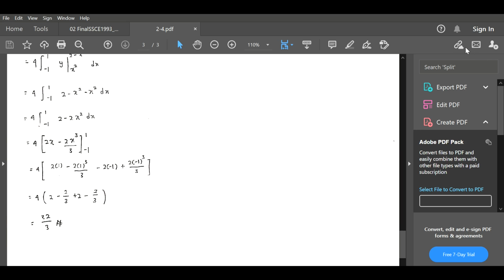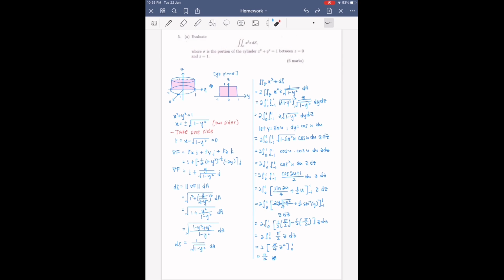Okay, thank you. Question 5a is regarding the surface integral of a scalar field. Firstly, we need to sketch the solid of integration. It can be seen that the yz plane is easy to integrate, so we take the yz plane. Then we need to find the dS. The formula of the dS is like this. After we find the dS, we can find the line integral by substituting the dS inside. Then we solve the integration. There's a 2 in front of the line integral because we have 2 sides.